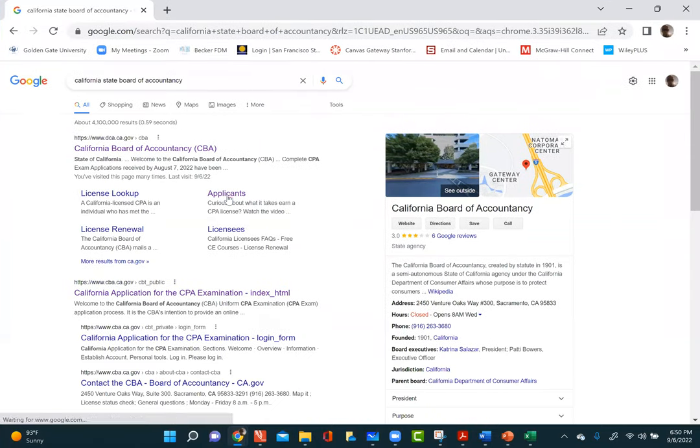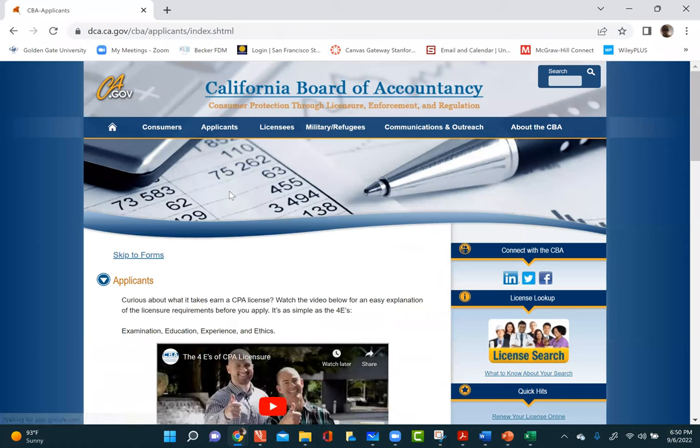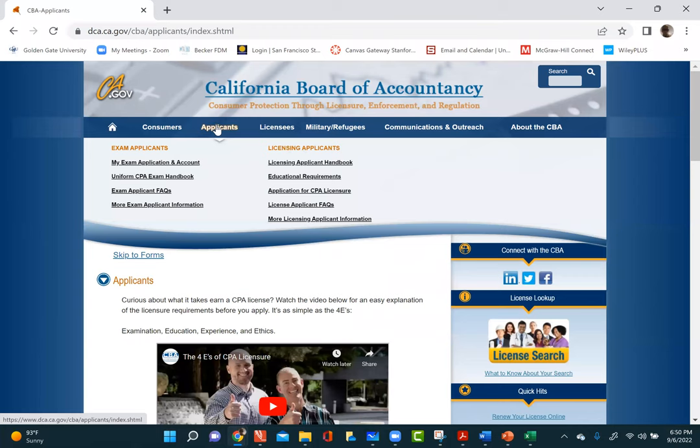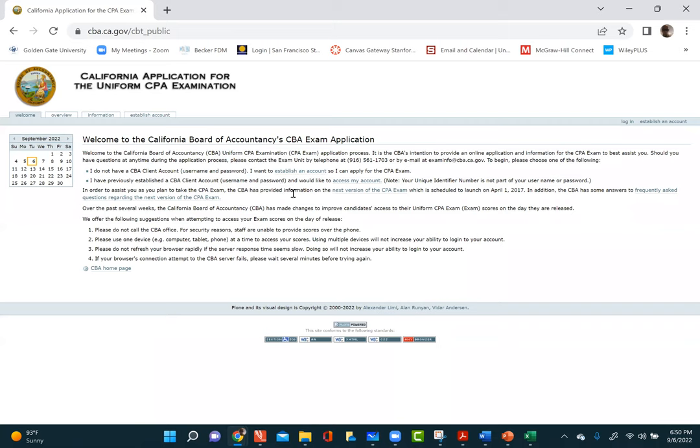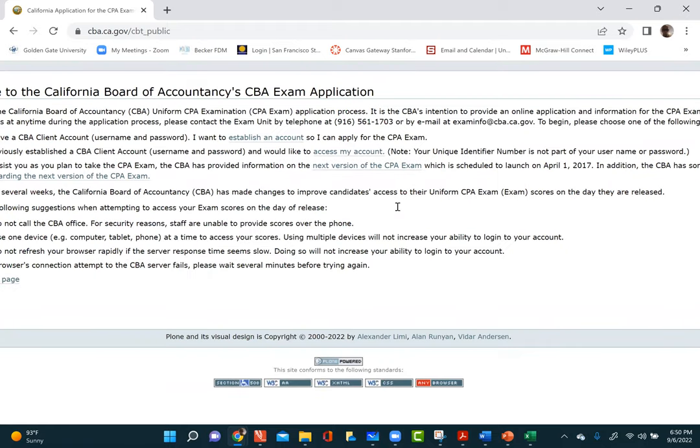Let's just go to the State Board of Accountancy, and I'm going to go to applicants. This is where you're going to go. You're an exam applicant, and you're going to go to my exam. Some of the things I have loaded on e-learning are also located down here, like the handbook. It's kind of hard to see on the screen, even on my screen.